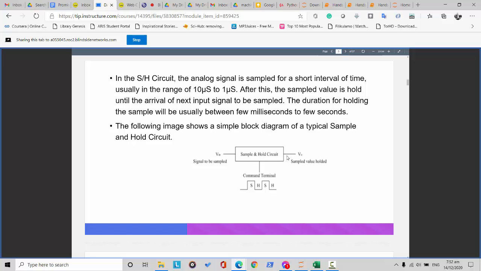And the image here that you can see is a simple block diagram of a typical sample and hold circuit. So we have an input voltage, a varying input or analog signal, and then we have the sample and hold circuit here, and we have the output voltage. So this is just an example, a block diagram.